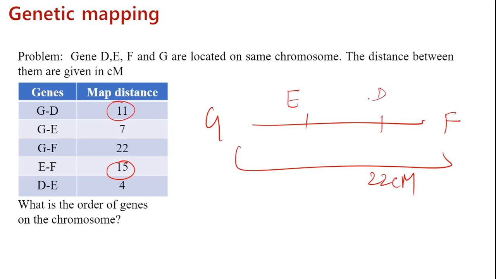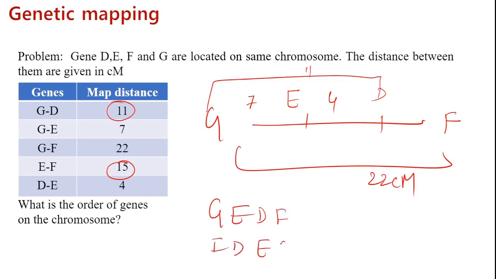And then lesser than that, GE is there. GE is 7 centimorgans. DE is there. DE is 4 centimorgans. DF is there. No DF, right? Okay. And then GD is given. GD is equal to 11 centimorgans. G, E, D, F or F, D, E, G will be the order of arrangement on the chromosome here.